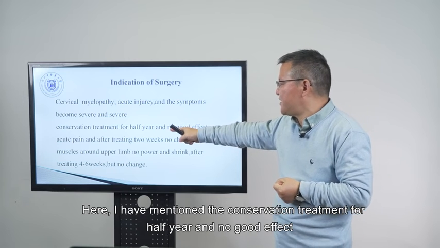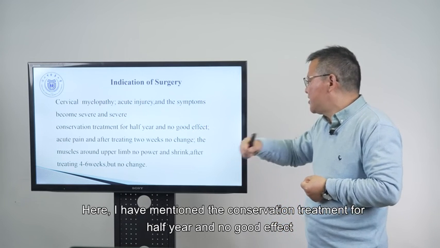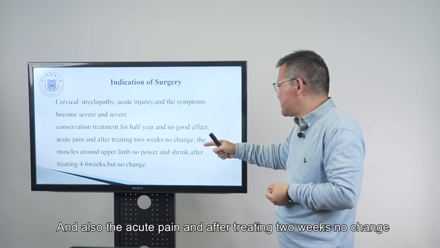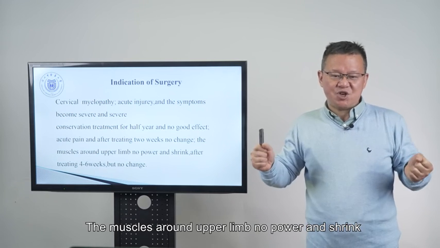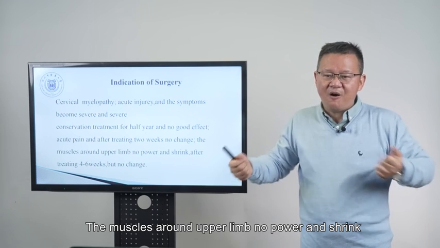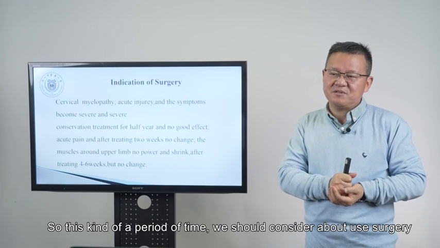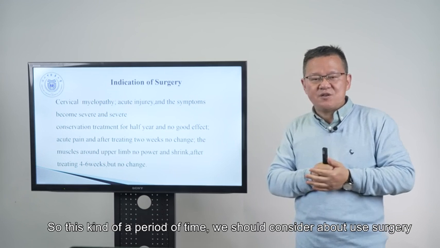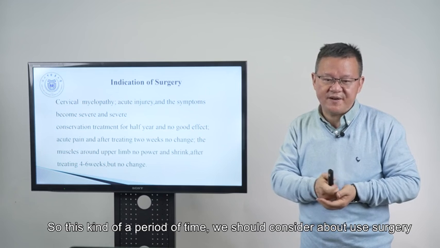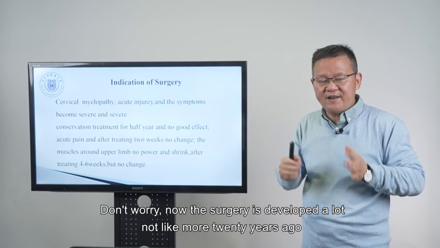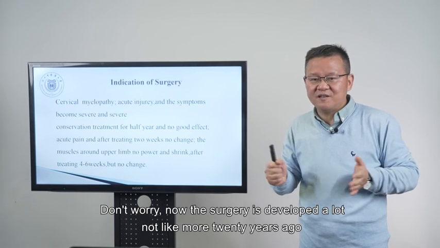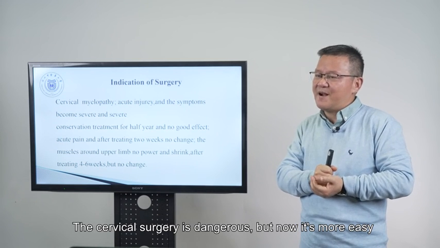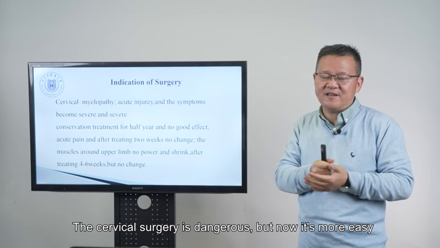Here I mention conservative treatment for half a year with no good effect. And also acute pain that doesn't change after two weeks of treatment. The muscles along the upper limb have no power and shrink. In this kind of situation, we should consider using surgery. So with surgery, don't worry. Now surgery has developed a lot, not like more than 20 years ago. Cervical surgery was dangerous, but now it's easier.